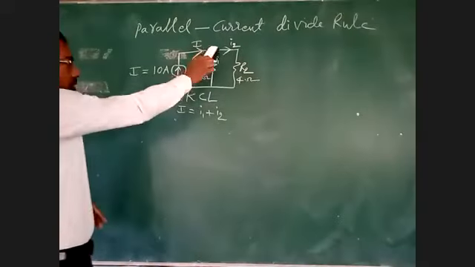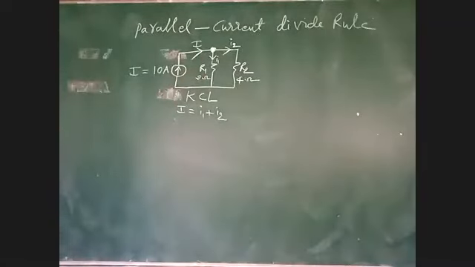If you are having a node, then only your current will divide. Please remember, note, write down this point: current divides at the node point. So if there is no node, there is no parallel circuit. If there is no node, then all are in series. If there is a node point, then only your current will divide.